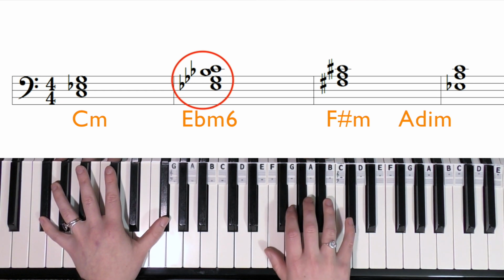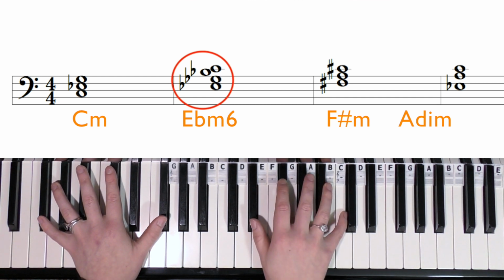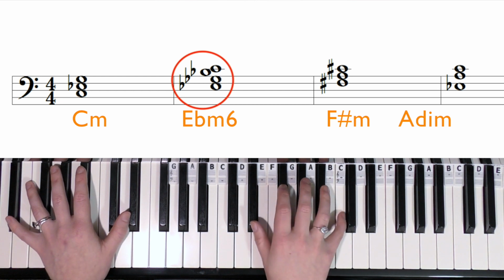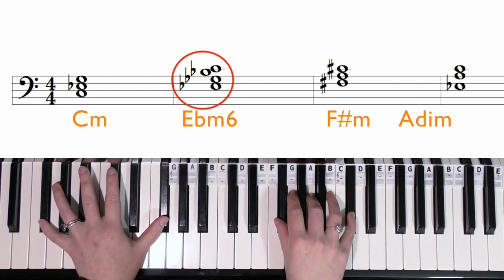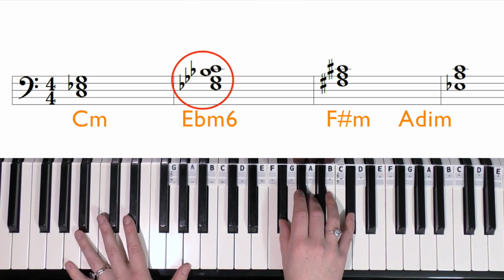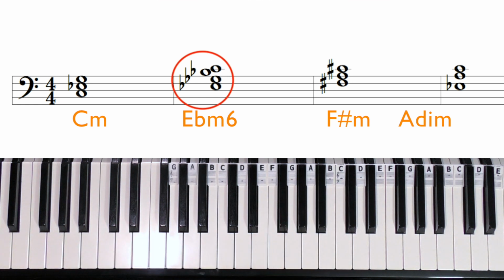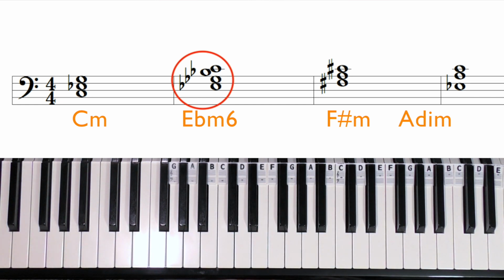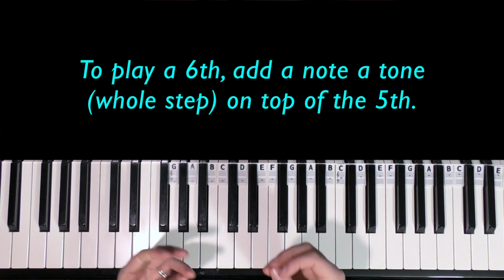And that gives us again that chromatic, that bit more of a spooky, eerie lead up as well between that and the next chord. So that's C minor, E flat minor 6, F sharp minor, and A diminished. So you could incorporate adding the sixth in there as well.